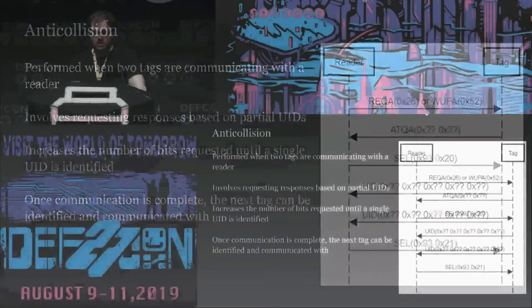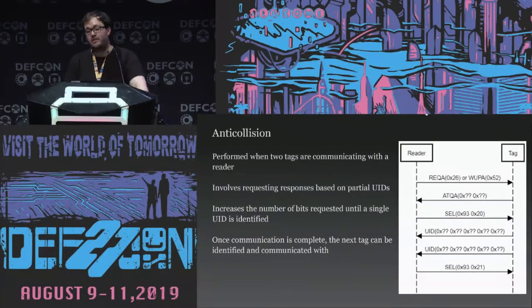So, for instance, if we look at the requests that are being made, the first thing that happens is the tag sends an ATQA response. Now, because both tags don't know that they've spoken yet, both will send a tag response at the same time, basically causing corrupted communication from both. Now, how this is resolved is by the reader specifically requesting specific bits from the tag in order to find ones that don't match, as these identifiers are meant to be unique.